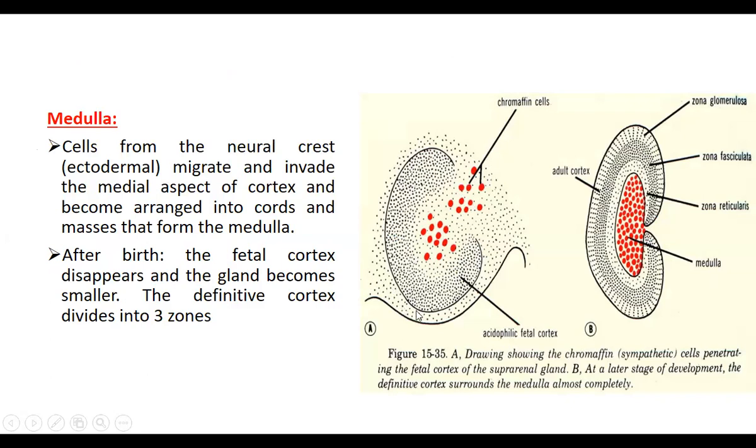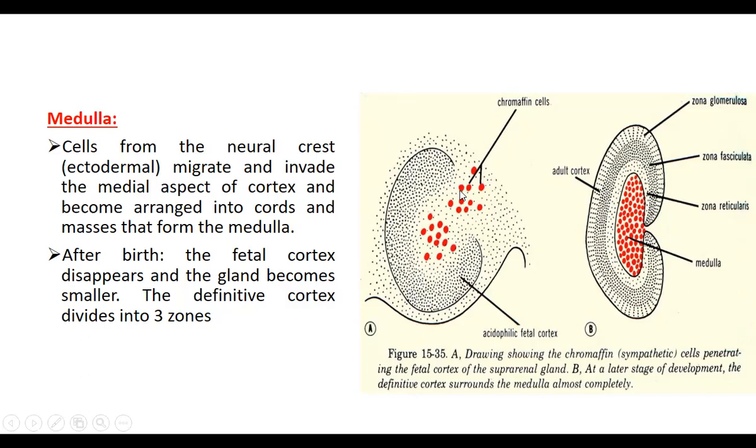Now there is formation of the adult cortex. So the adult cortex will fully form, and the fetal cortex totally disappears, and the medulla is filled by the chromaffin cells, which are nothing but the neural crest cells. Okay. So these are, because they are coming from the neural crest cells which form the brain. So these chromaffin cells themselves act as the postganglionic fibers.